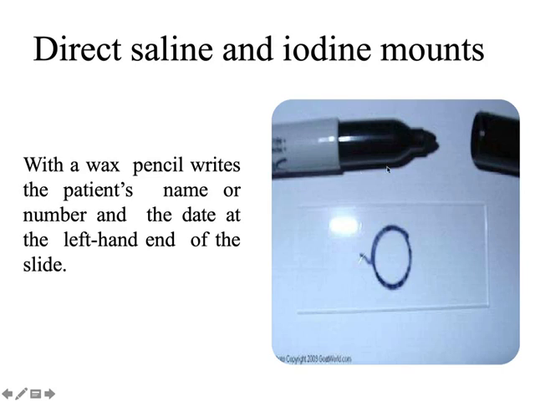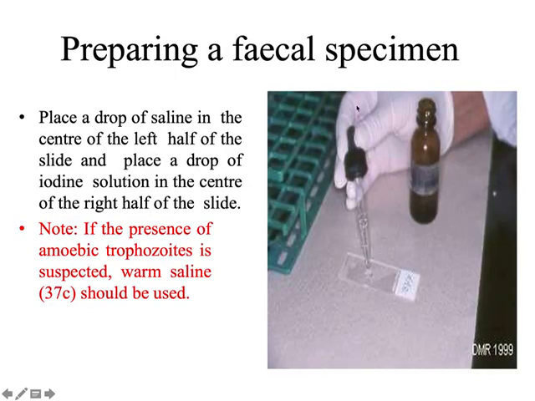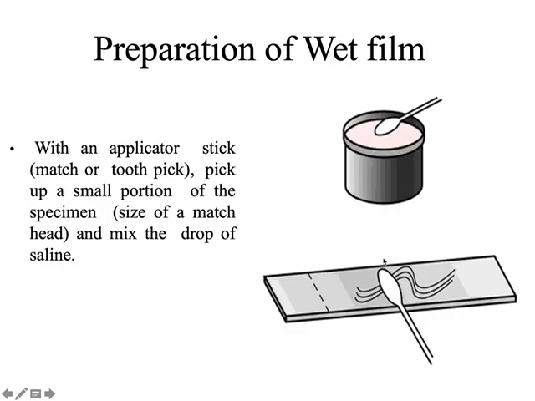Here is the procedure. Okay, we just have to mark this with the wax pencil. You can write here the patient's name and the date. So you just have to focus on the area where you will put your specimen, which is sometimes the fecal specimen. After this marking, you have to add your saline or your iodine, and then after that you have to mix it with the stool.